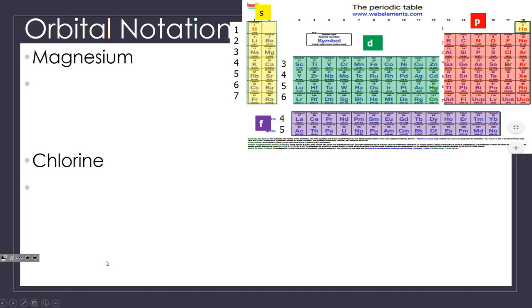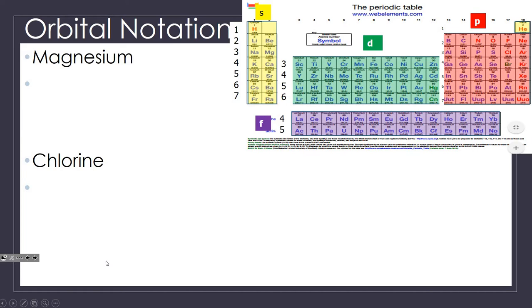So then you come down to the third row. You hit the S, so, 3S, and there's one orbit. And you go up for sodium and down for magnesium. And you're done. Got it? Got it? So now try it for the next one, chlorine.